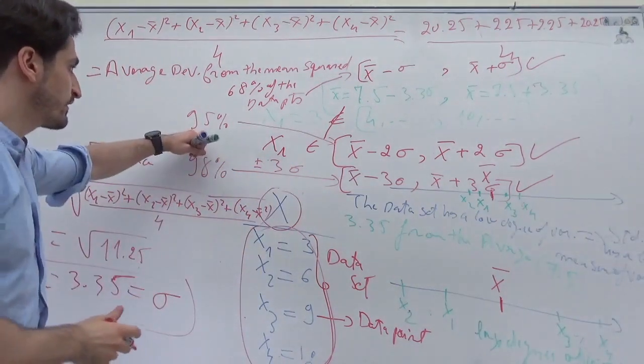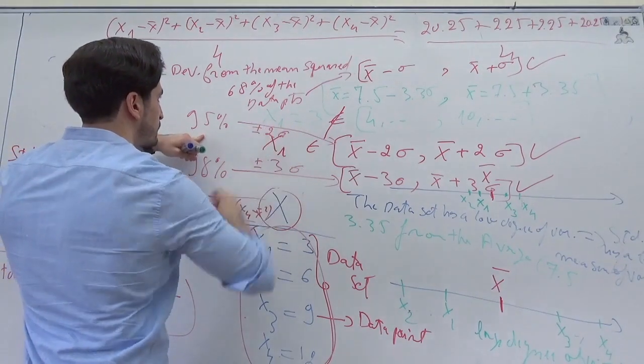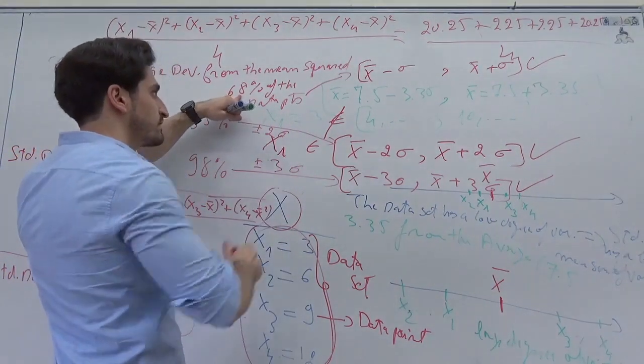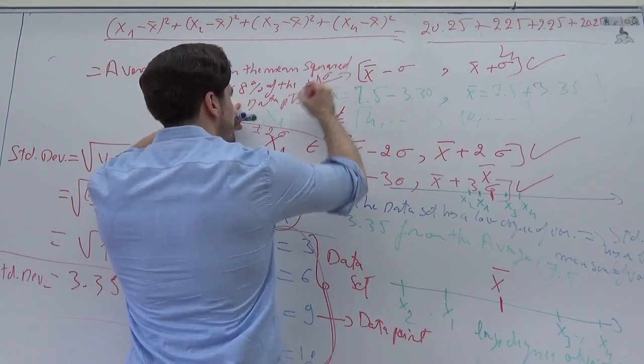So over here, up to 95% are varying within a certain deviation of plus minus 2 times sigma from the mean. And over here, 68% of the results are varying within a deviation of plus minus 1 sigma from the mean.